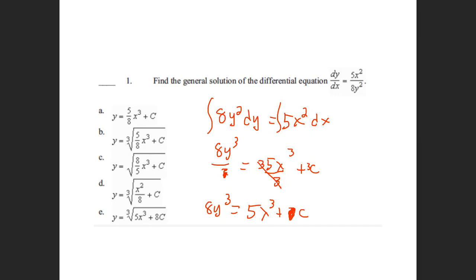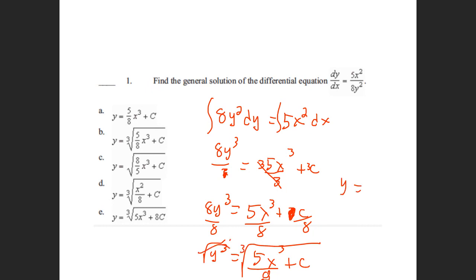So my last step here, well, I guess it's not my last step. I'm going to divide through by 8. But dividing c by 8 doesn't change c. It's still a constant. So this is going to be y to the third is equal to 5x to the third over 8 plus c. And that c is still a constant. And then my last step, I'm going to take the third root of both sides. So y is equal to the third root of 5x to the third over 8 plus c.